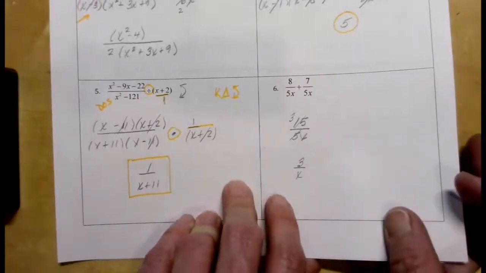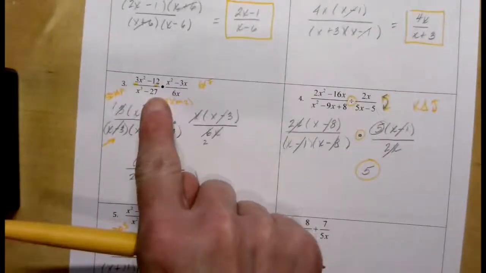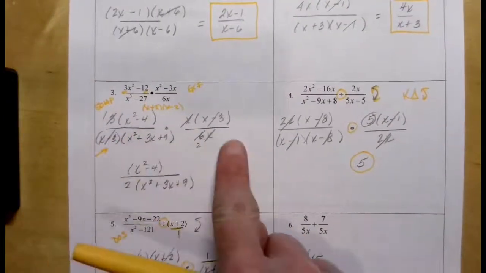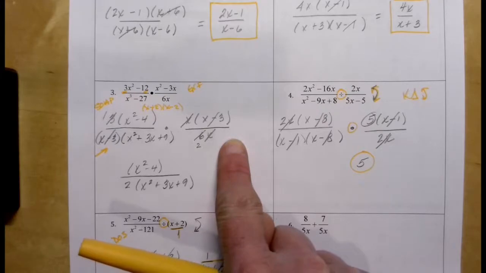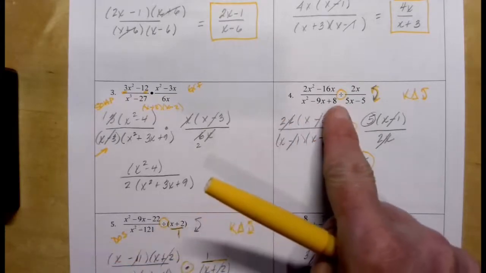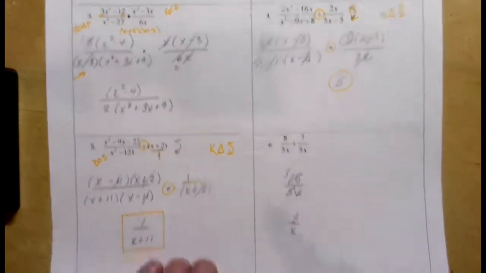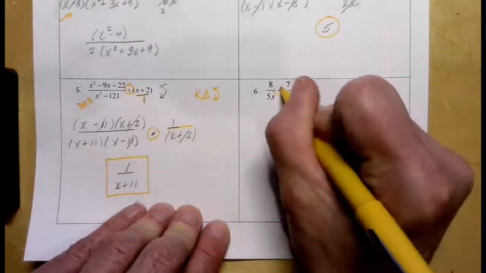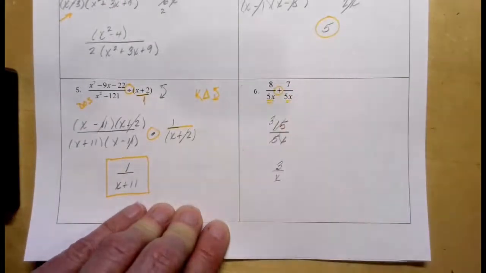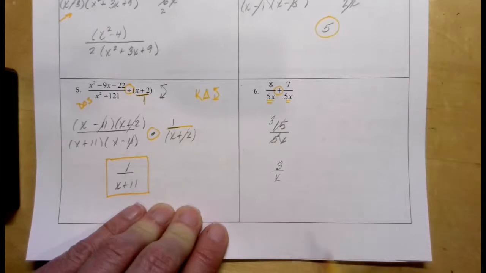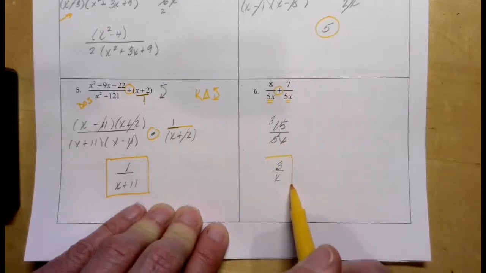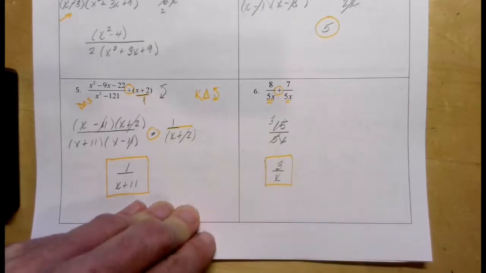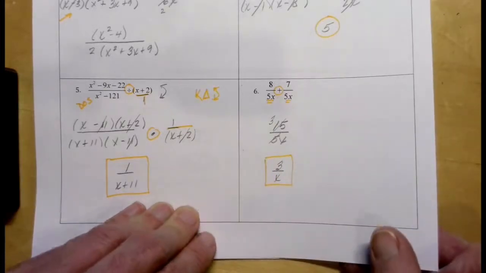Alright, so make sure you're looking at your signs with each of these. Here we were multiplying, so we can just multiply across, cancel out common factors. Here we were dividing, keep, change, flip, keep, change, flip. Here we're adding, so these have to be common denominators. So 8 plus 7 is 15, and I simplify my fraction, and I'm good to go. Alright, let's take a look at the next page.